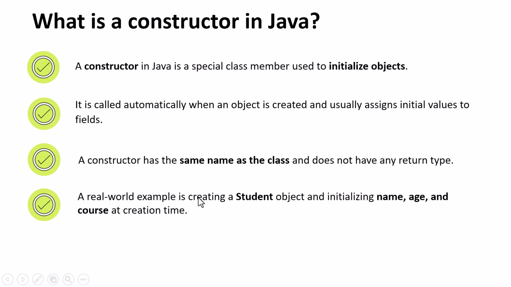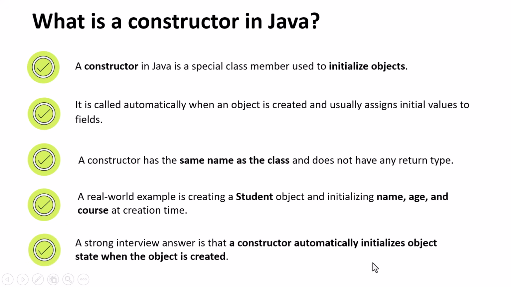A real-world example is creating a student object. When we create a new student, we may want to initialize values like name, age, and course immediately, and the constructor helps us do that at the time of object creation itself. Another important interview point is that constructors improve object creation by making sure objects start in a valid state. Instead of creating an object first and assigning every value later, we can use constructors to provide the required data immediately and keep the code cleaner.